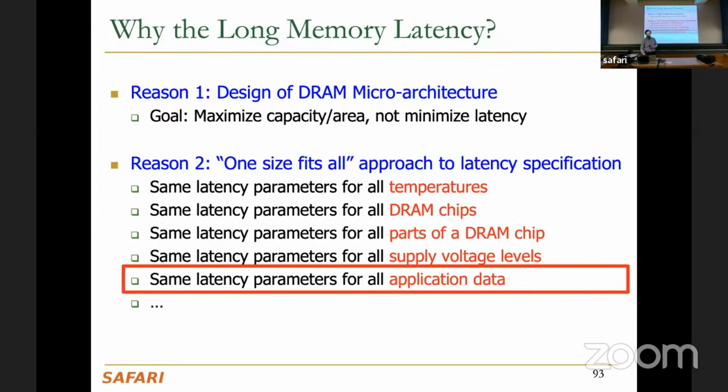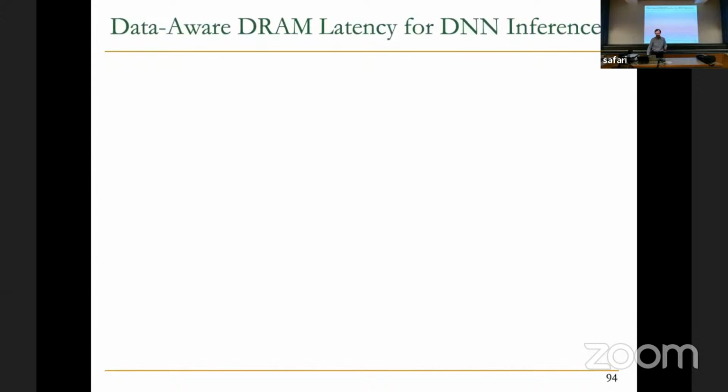Now we're going to switch gears and look at something completely different before I go into supply voltage levels. This is, I think, very interesting because today, even though the applications may be quite tolerant of errors, we're using the same latency parameters for all application data. But we know that there are some applications that are quite tolerant of errors. Neural networks are an example. And that's essentially what we're going to look at relatively quickly here.